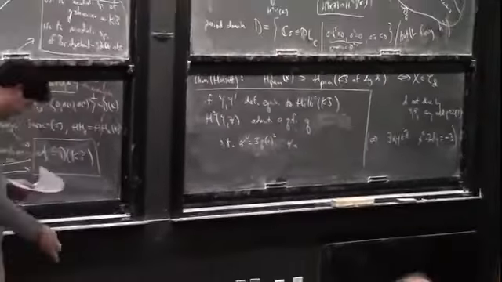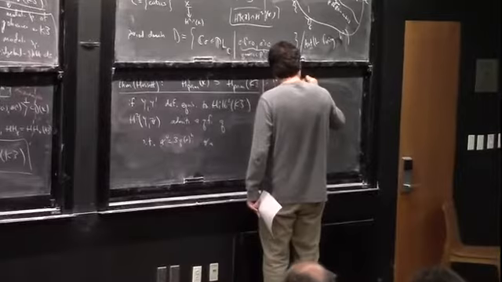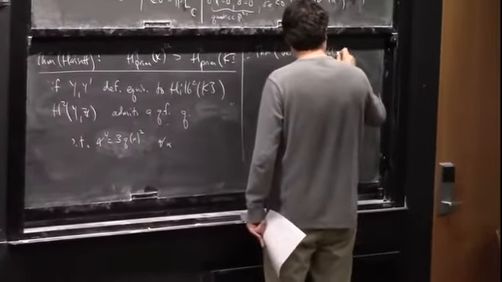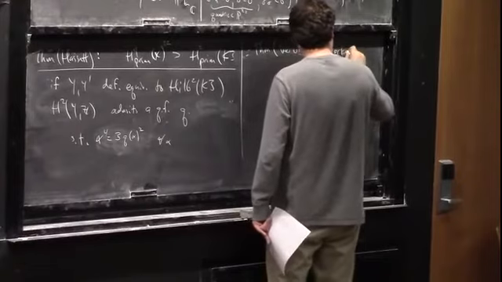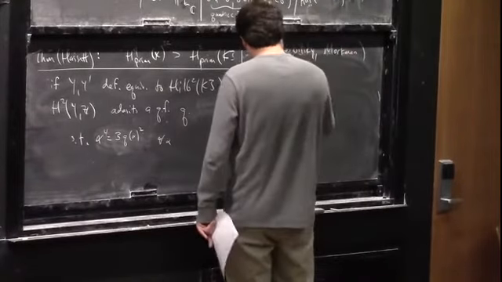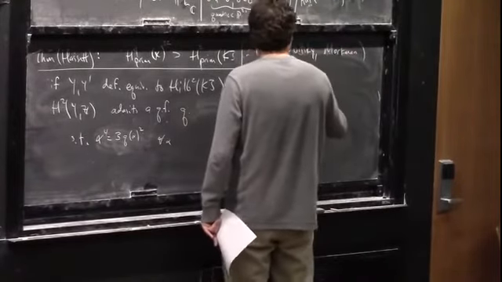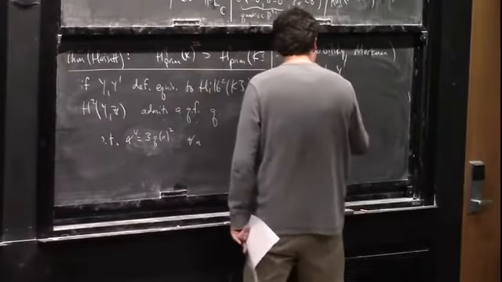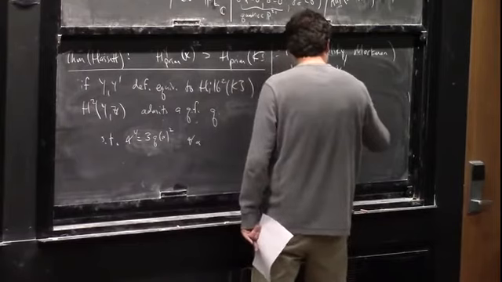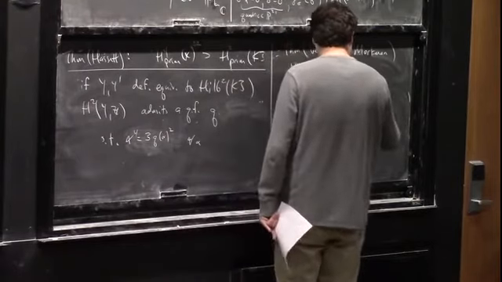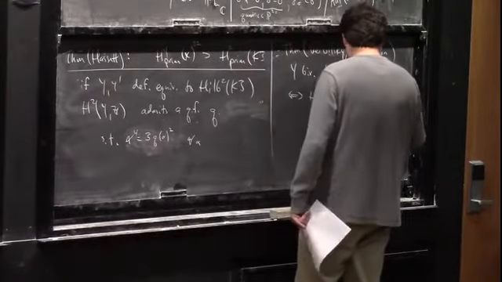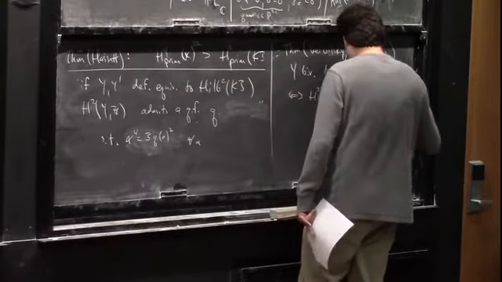Theorem of Verbitsky, refined by Markman, is that Y is birational to Y prime if and only if H2 of Y is isomorphic as Hodge structures, with this pairing, to H2 of Y prime.